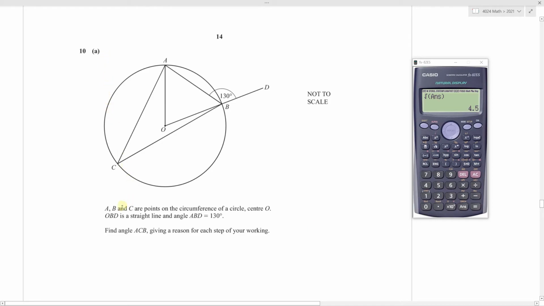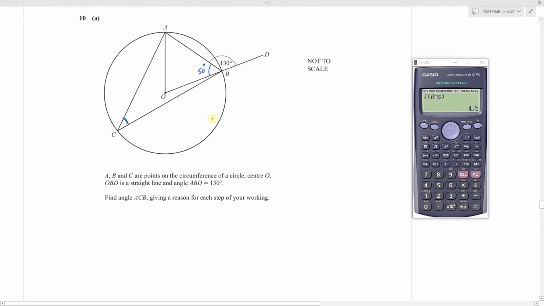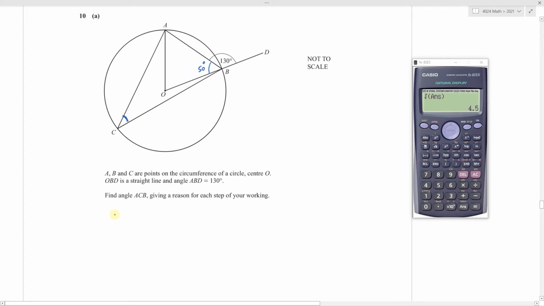Question number 10, part A. A, B, C are points on the circumference of this circle. This angle is given as 130 degree. OBD is a straight line. Find angle ACB, giving a reason for each step of your working. So angle ACB is this angle here. If OBD is a straight line, that means this angle is 50 degree, because angles on a straight line sum up to 180. So 130 plus 50 should be 180. So your first angle that you will write here is angle ABO equals 50 degree.